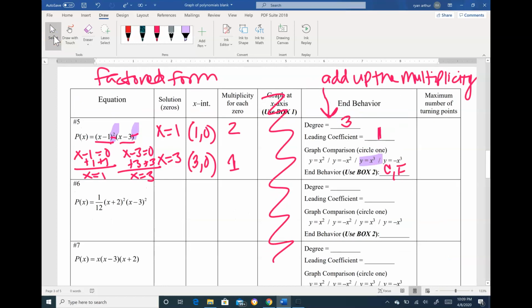Maximum number of turning points. Remember, your turning points formula is n minus 1, where your n is your degree. So 3 minus 1. So my turning points should be 2 when I graph this function.